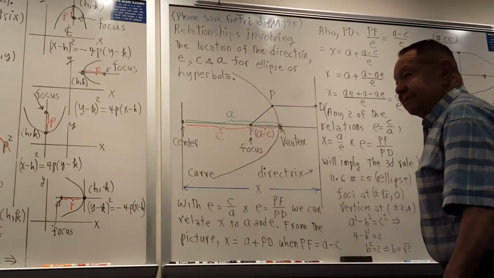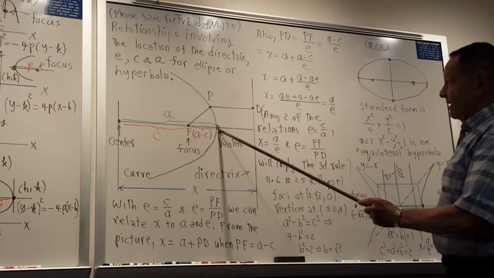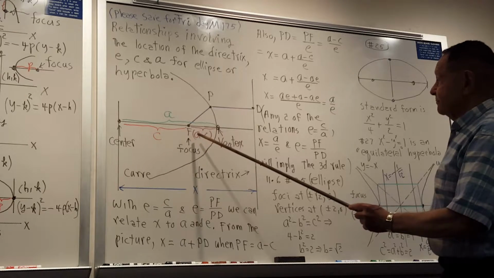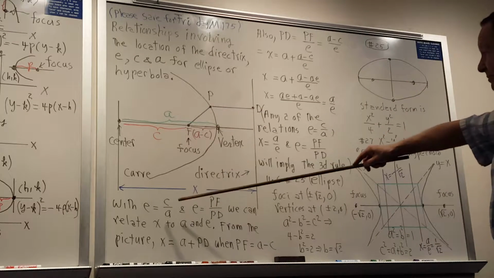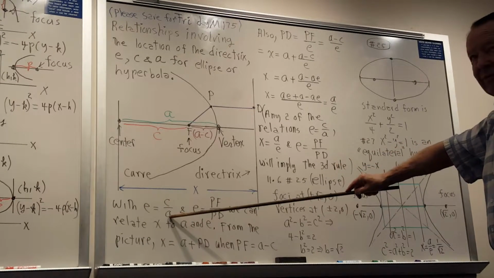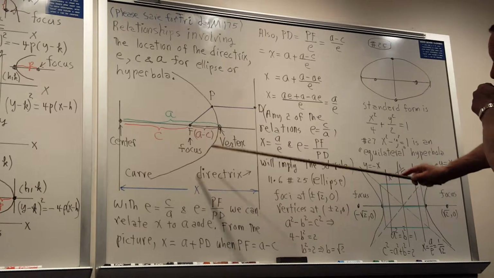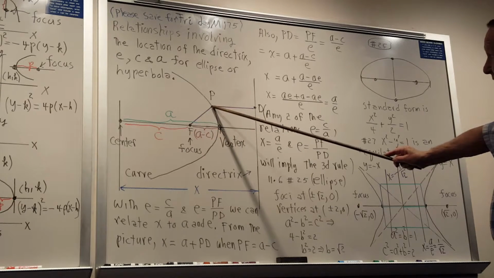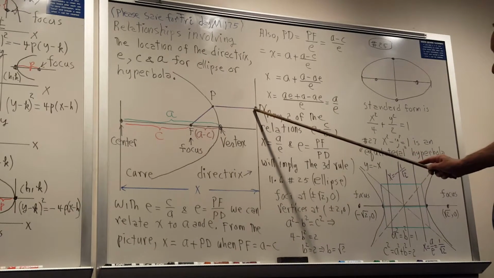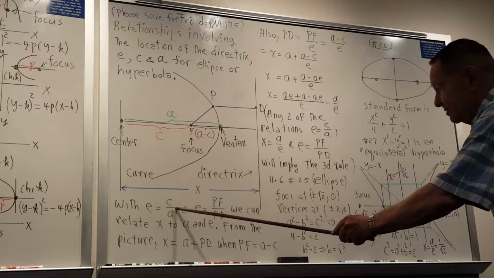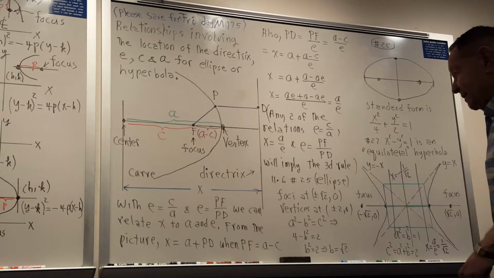So in this picture then, thinking ellipse, I have C to there, A to there, and then the F to V is the A minus C. Okay, the definition, if you say that eccentricity is C over A, which we do, and if we also say that eccentricity is the ratio, thinking of a point on the curve, distance to the focus, PF, over distance to the directrix, PD, then with these two statements, you can relate how far it is from the center out to the directrix.